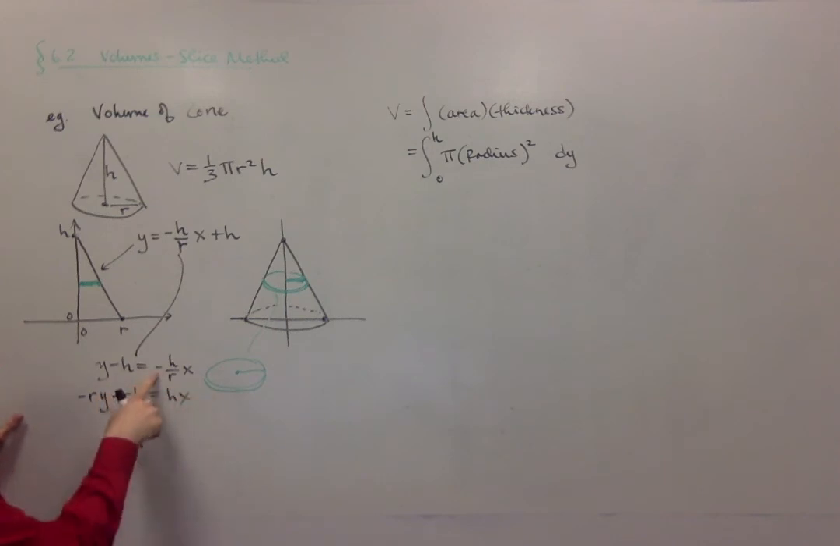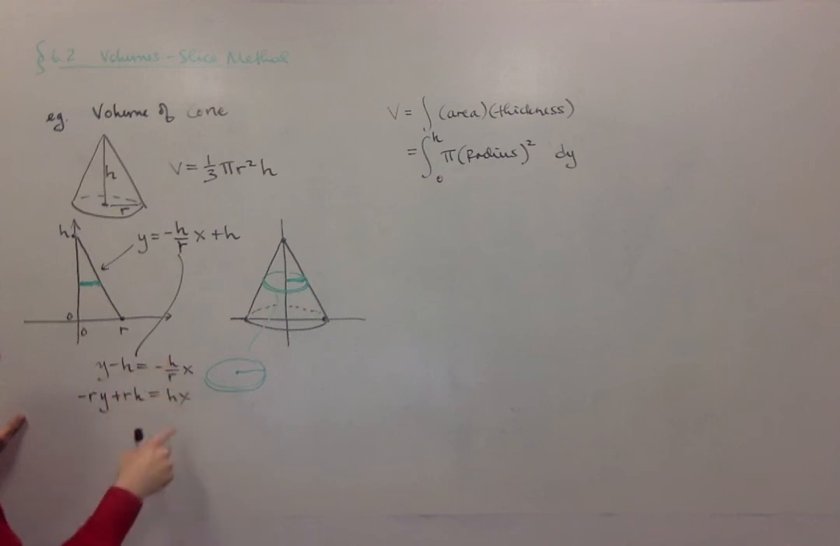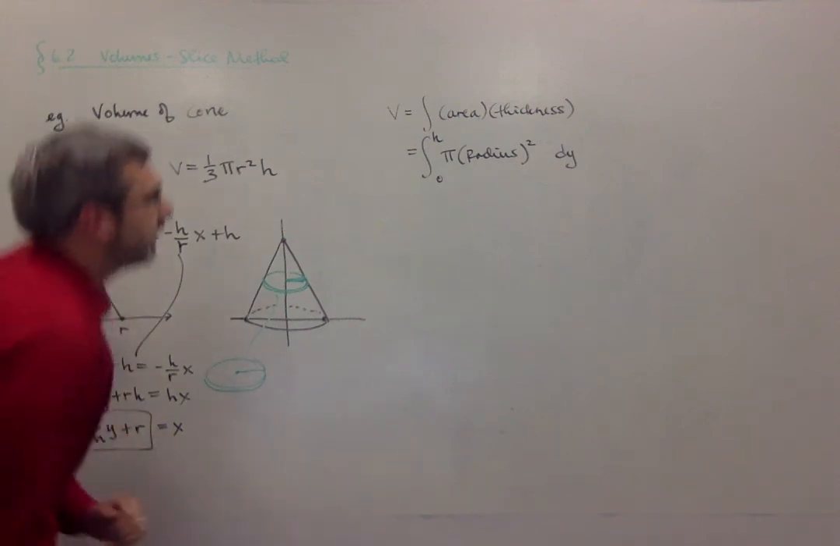Okay, if we multiply through by negative r, that gets rid of the negative and the r here. I get negative ry plus rh. Then what's left over here is hx. So now let's divide by h. So x equals negative r over h times y, plus r. So this is our radius. That's what we're going to stick in here.